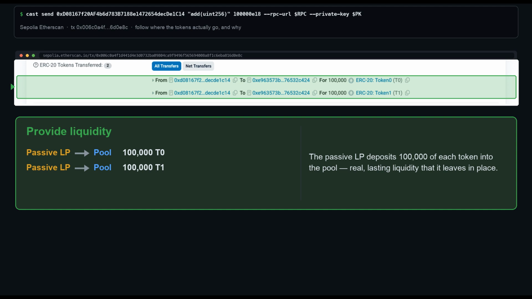We deployed this pool to Sepolia, a public testnet, through my Chainstack node. The passive LP adds its liquidity first, and here's where I want you to look. Not at the status or the ID, but at the tokens that actually move. Etherscan lists every transfer inside the transaction. Here there are 2, 100,000 of token 0 and 100,000 of token 1, both moving from the passive LP into the pool. That's what providing liquidity really is. Real tokens going into the pool, and the passive LP leaves them there.